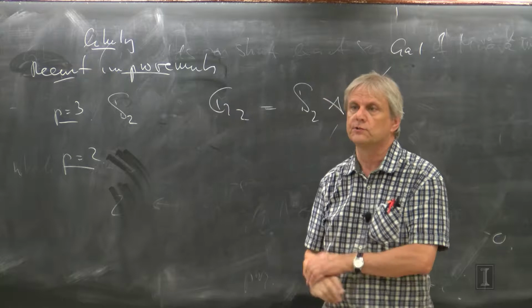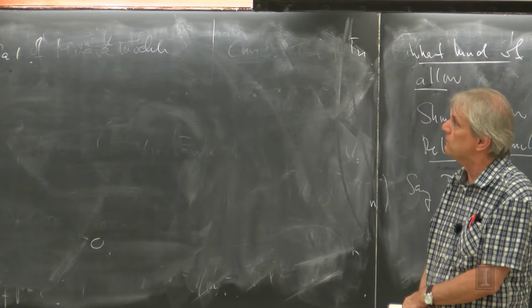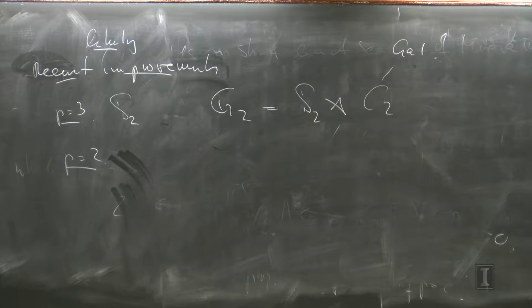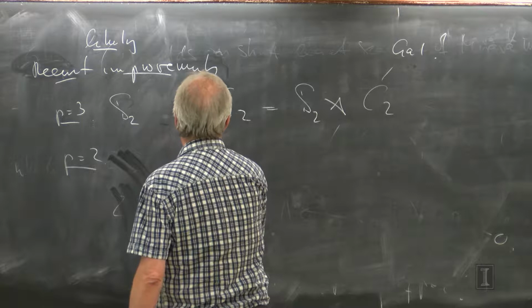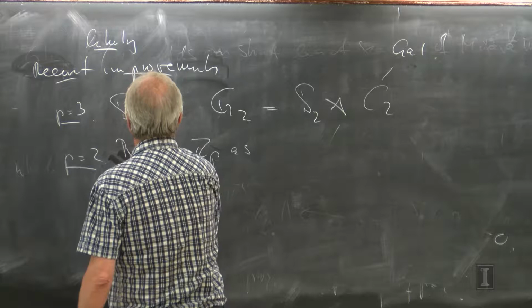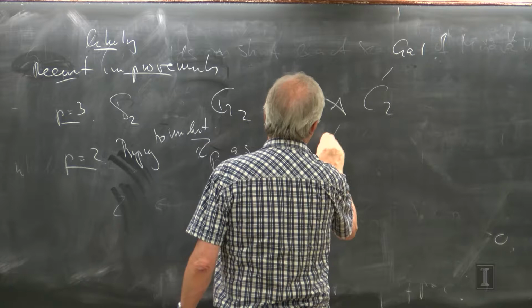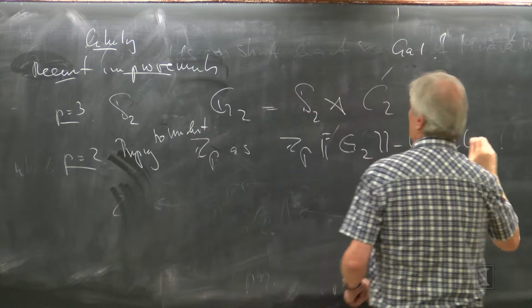And in fact, I think the improvement is just a slight change of point of view. I think we've been insisting too long on trying to understand the trivial module C_p as a C_p G_2 module. And I believe that's the wrong point of view.